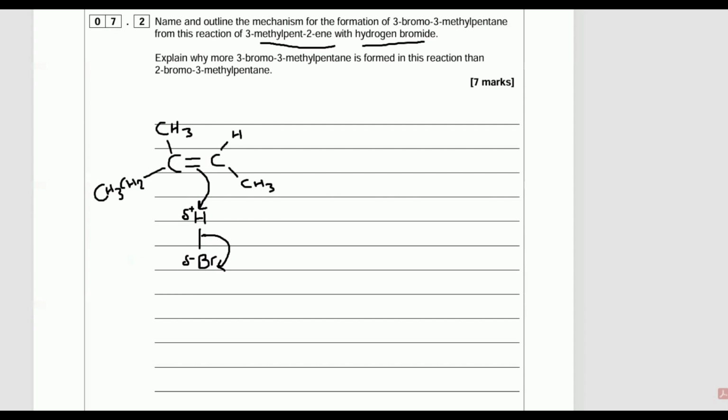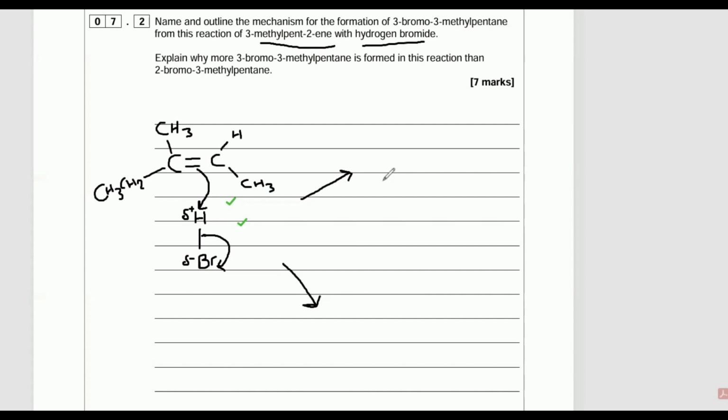Right, that's the first couple of marks on the board. You're showing your electrophile, this hydrogen atom with a delta positive sign, and you're showing a curly arrow from the double bond to the hydrogen and a curly arrow from the bond to the bromine. Wonderful. Now we're going to show that we can form two possible intermediates. And here are the two intermediates, and these are really important for explaining why we get a major product and why we get a minor product.